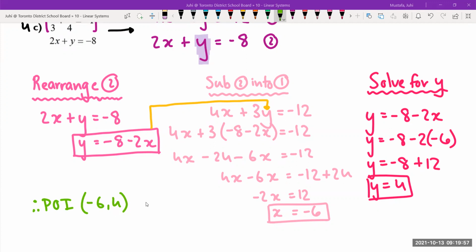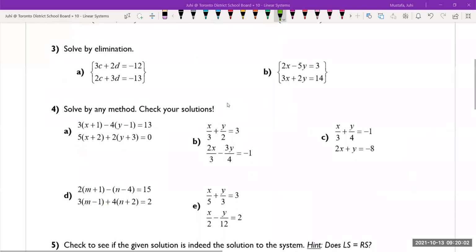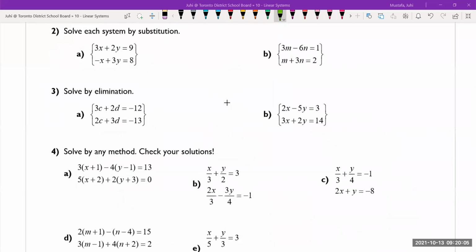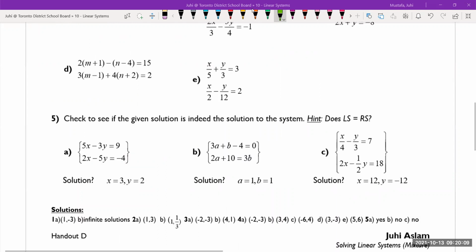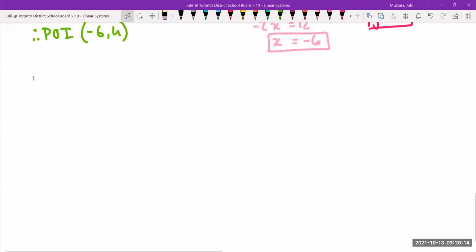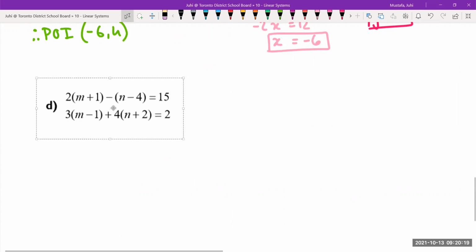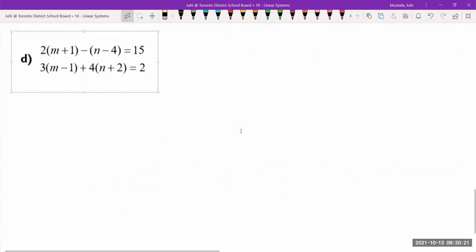Let's do question letter D. So same question number 4, we're going to do letter D. And I like this question because we didn't really practice doing anything like it. It's one with a lot of distributive stuff. So again, just like fractions, we tried to get rid of those. In the same way, we're going to try and get rid of all of the brackets that we have over here. How are we going to do that?